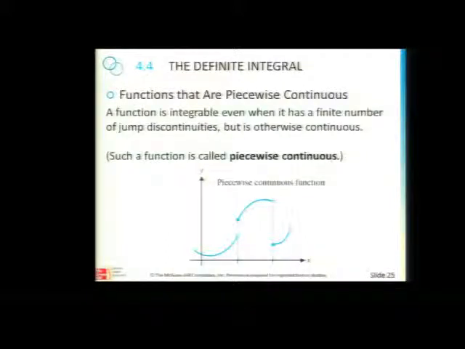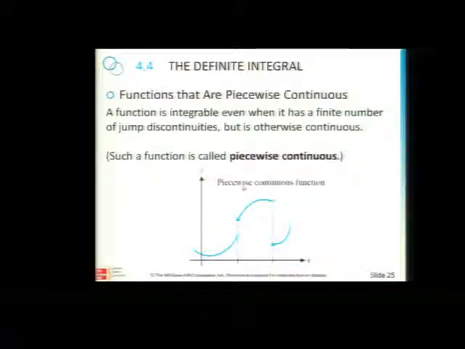A to b, yeah, a to c and then c to b. Okay? That is when the function is discontinuous. So let me define this for you. We call a piecewise continuous function when it behaves something like that. All right? This is one typical piecewise continuous function.